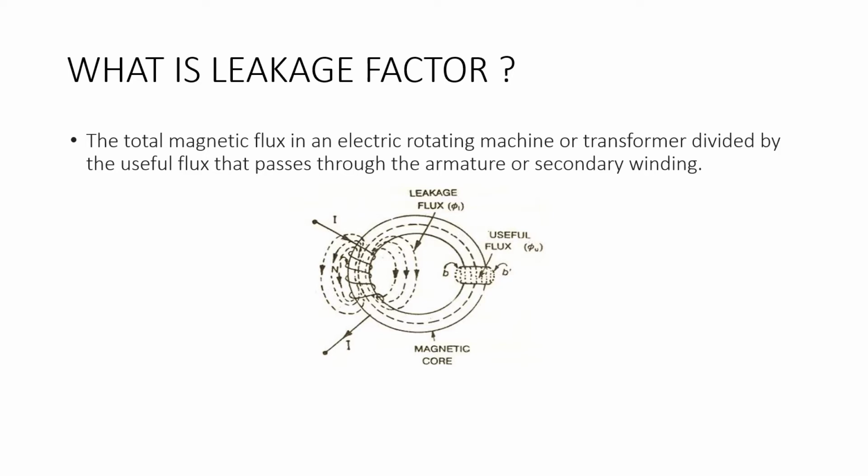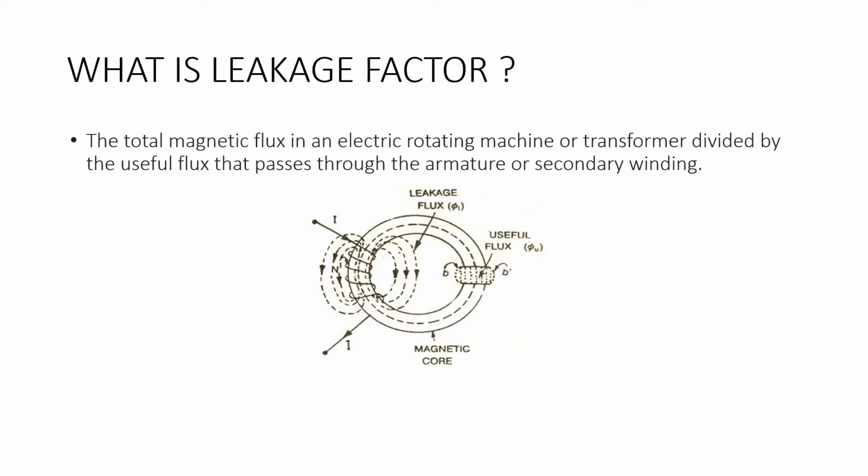So the total magnetic flux in an electric rotating machine or a transformer divided by the useful flux that passes through the armature or secondary winding. From the figure we can see the armature is the secondary winding, and primary is the winding through which we will give an AC supply. So total magnetic flux will be produced on the primary side, and useful flux will be provided in the secondary winding or the armature. The ratio between the two is called the leakage factor.